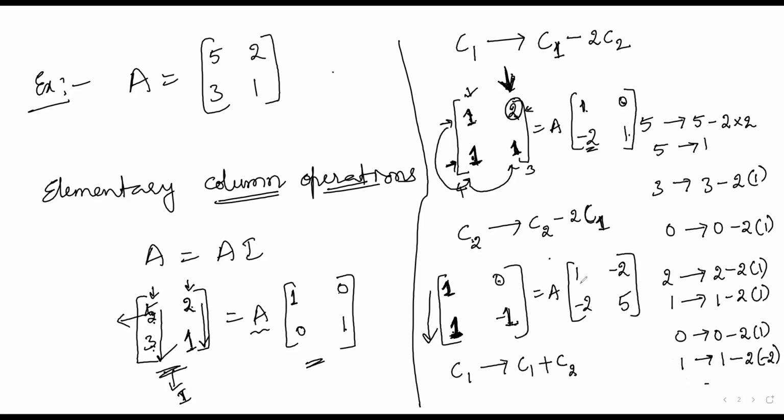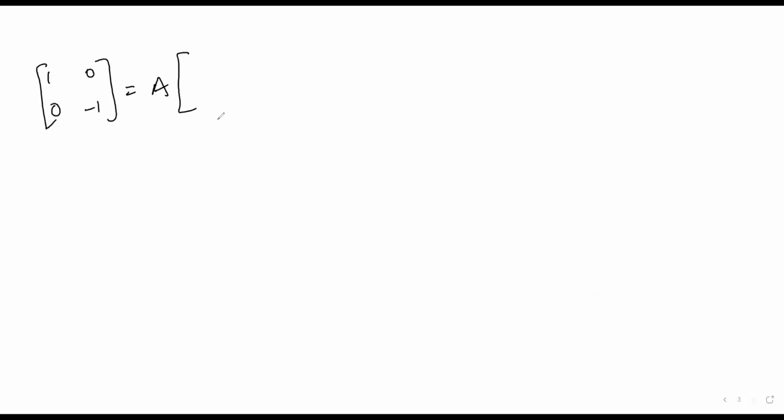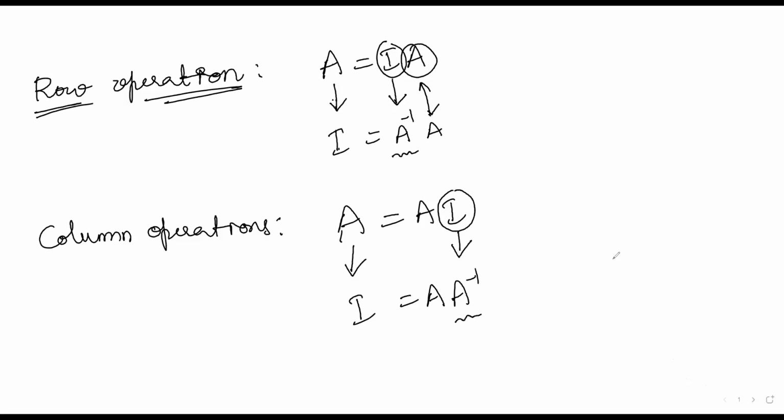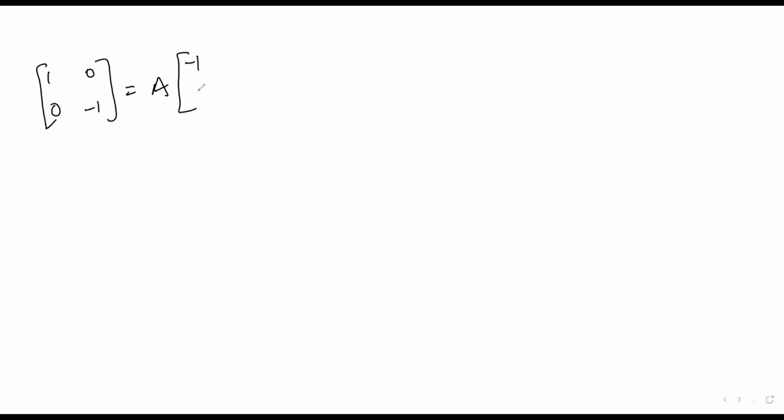So now C1 is going to change. 1 plus 0 is 1, 1 minus 1 is 0. So 0, minus 1. A is same. Now C1 implies C1 plus C2: 1 plus minus 2, that is minus 1. And then minus 2 plus 5, that is 3. Shall I write directly? 3. Yes or no?